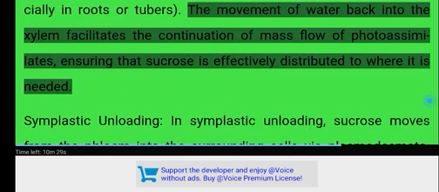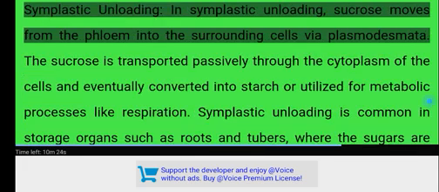The movement of water back into the xylem facilitates the continuation of mass flow of photosynthates, ensuring that sucrose is effectively distributed to where it is needed. Symplastic unloading. In symplastic unloading, sucrose moves from the phloem into the surrounding cells via plasmodesmata.